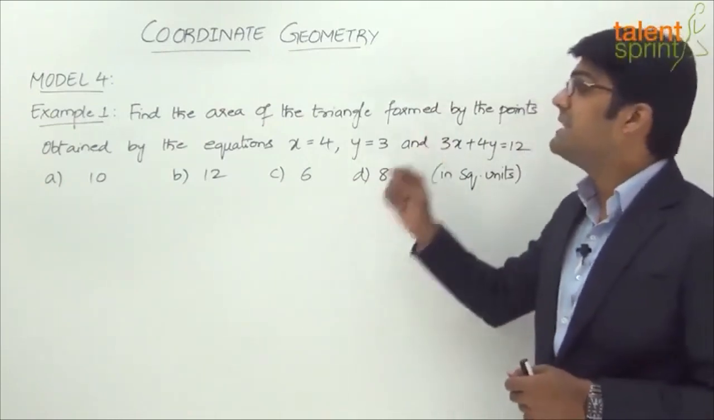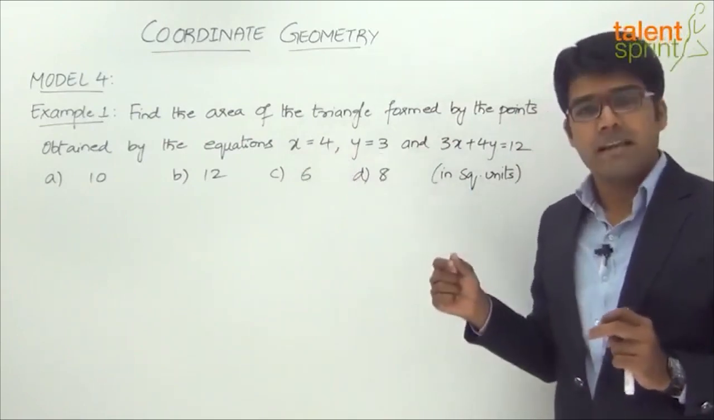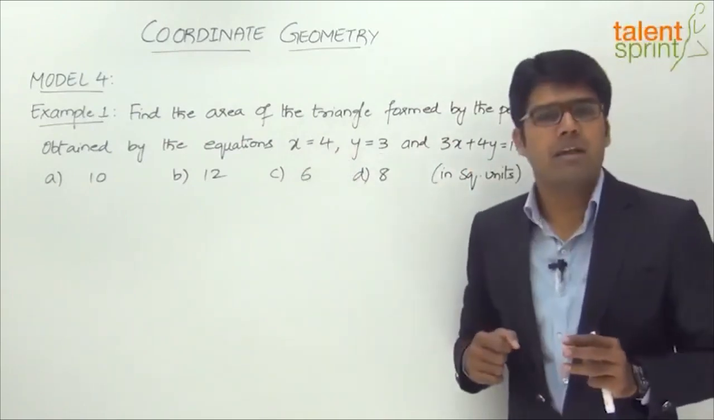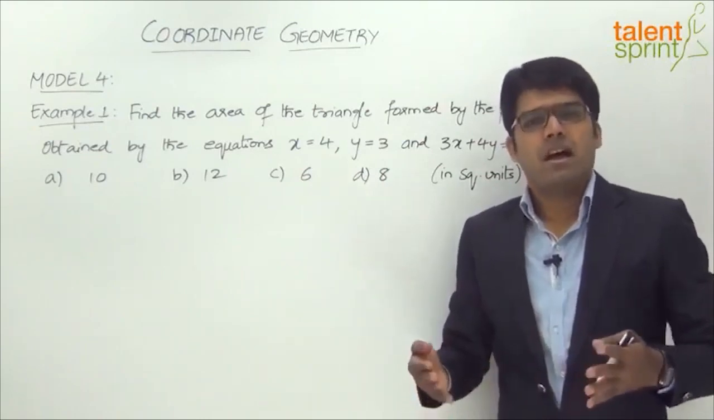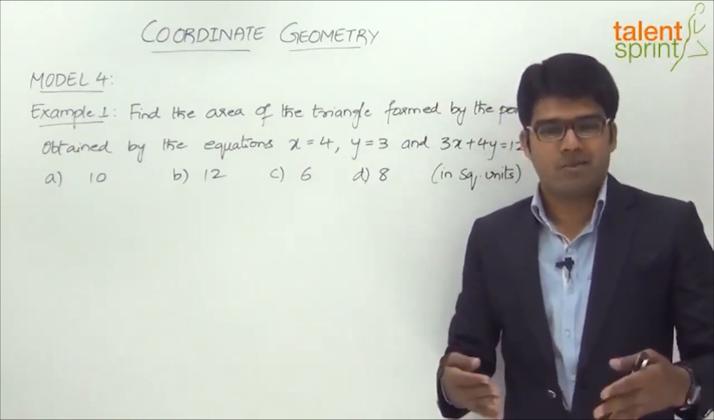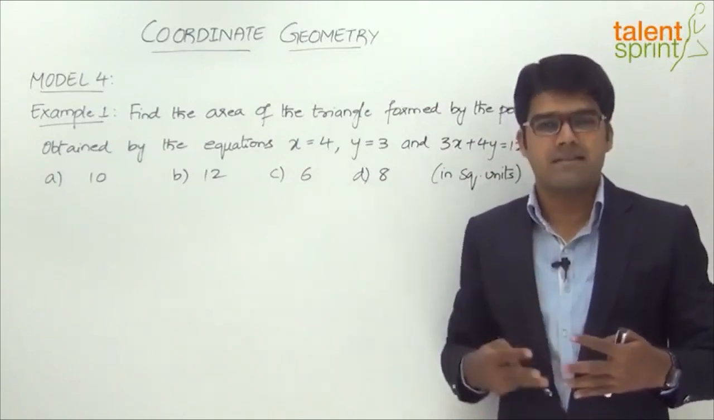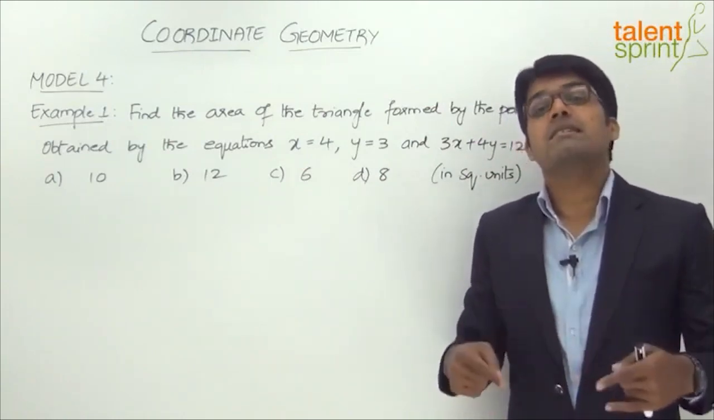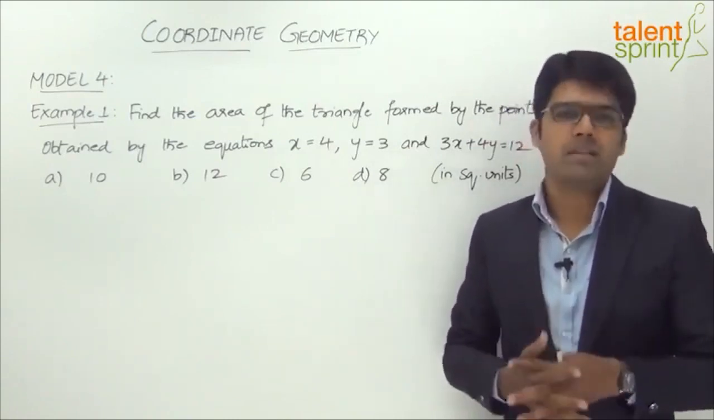So we have been given 3 equations. x = 4 is the first equation, y = 3 is the second equation, and 3x + 4y = 12 is the third equation. Now these 3 equations are nothing but 3 straight lines. When these 3 straight lines intersect at different points, we get 3 vertices, and with the help of those 3 vertices, we can find the area of the triangle.